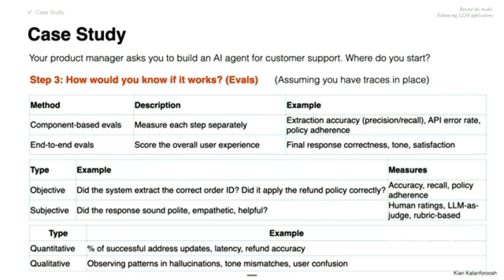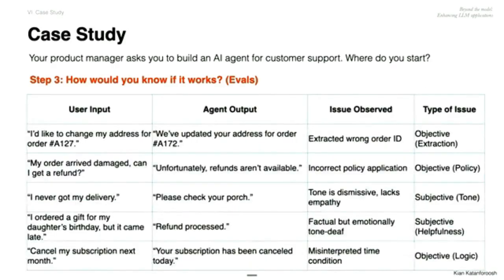And then finally, qualitative: you might do some error analysis and look at where the hallucinations are, where the tone mismatches are, whether the users are confused and by what. That would be more qualitative, and typically it would take more white glove approaches. Okay, so here's what it could look like. I gave you some examples, but you would build evals to determine objectively, subjectively, component-based, end-to-end based, and then quantitatively and qualitatively where your LLM is failing and where it's doing well.